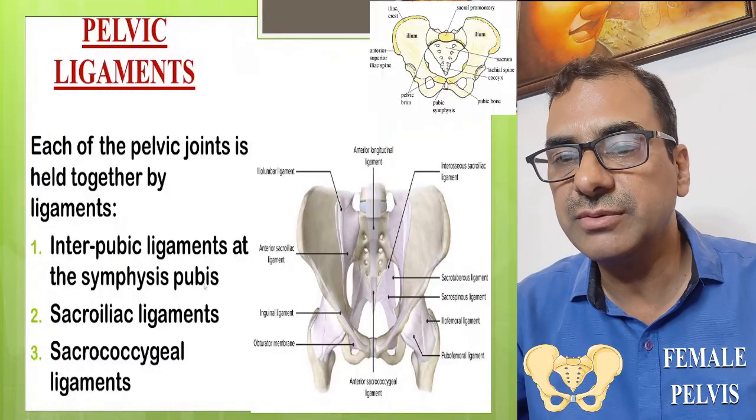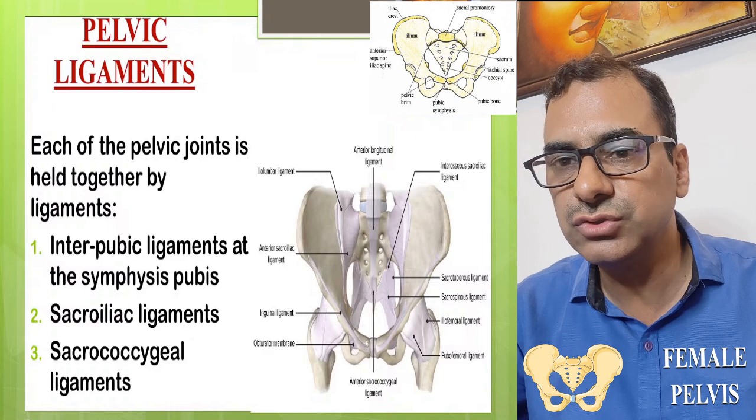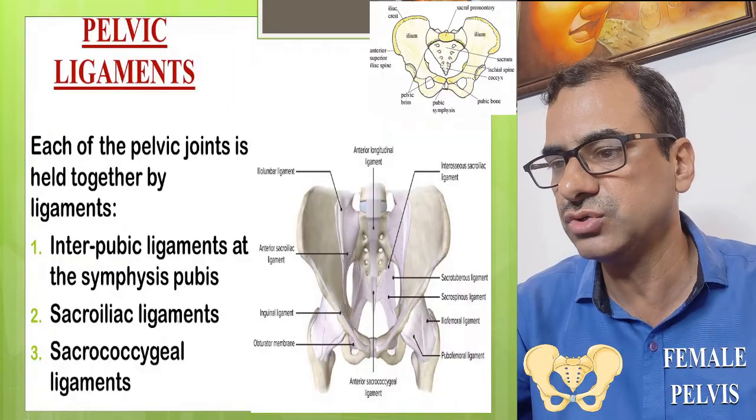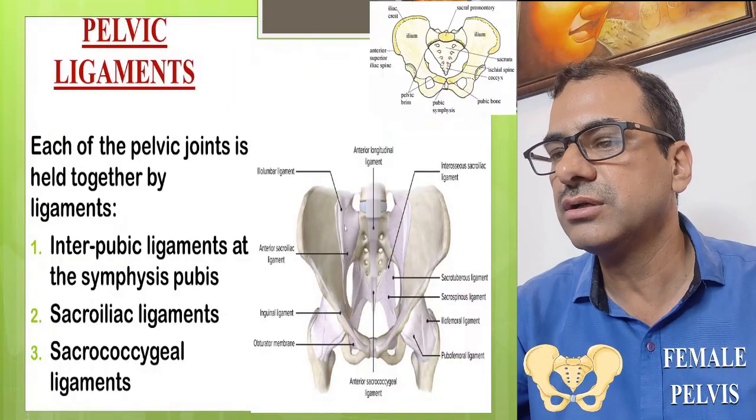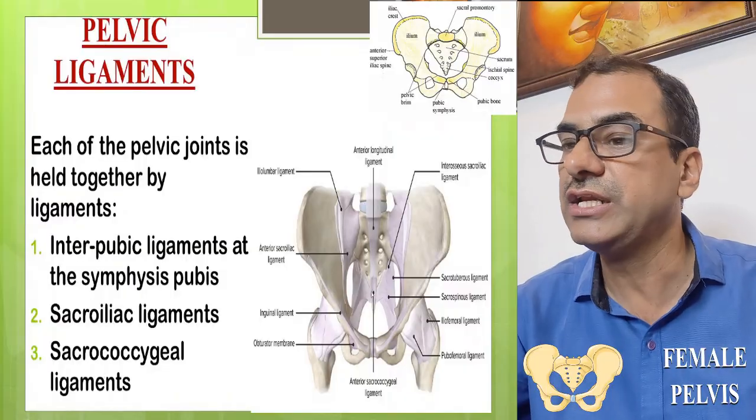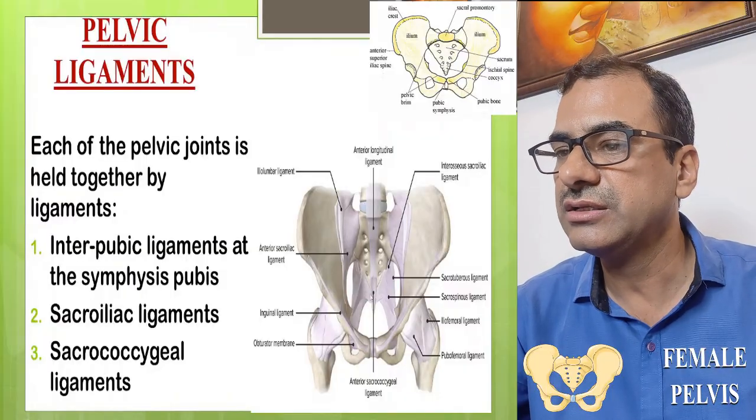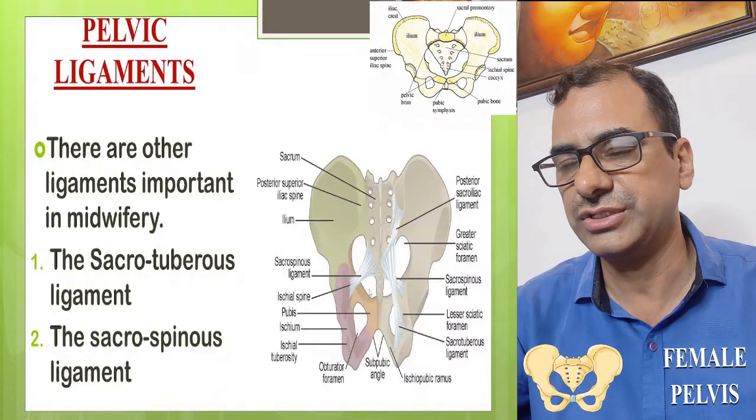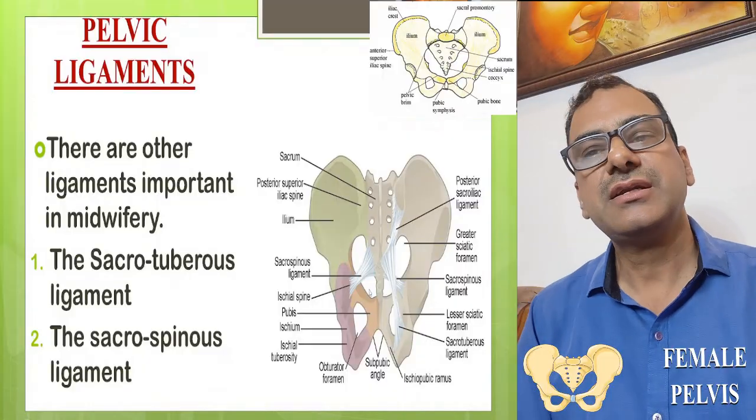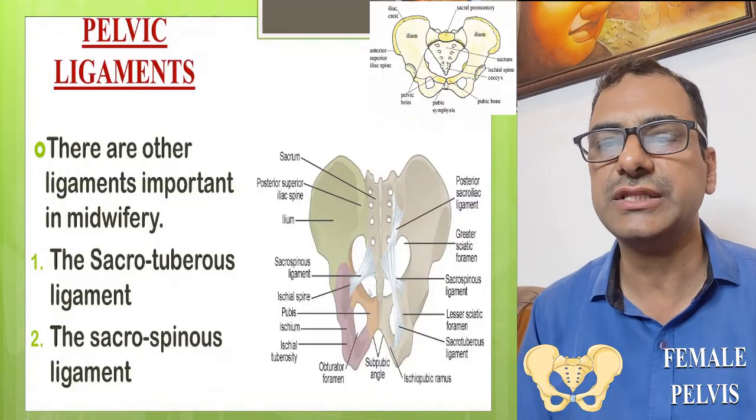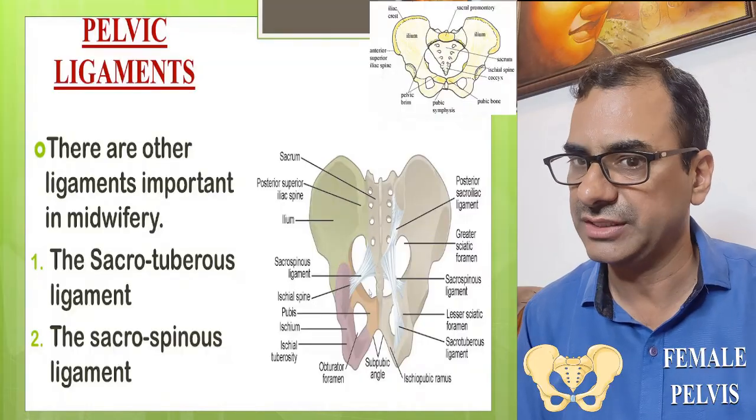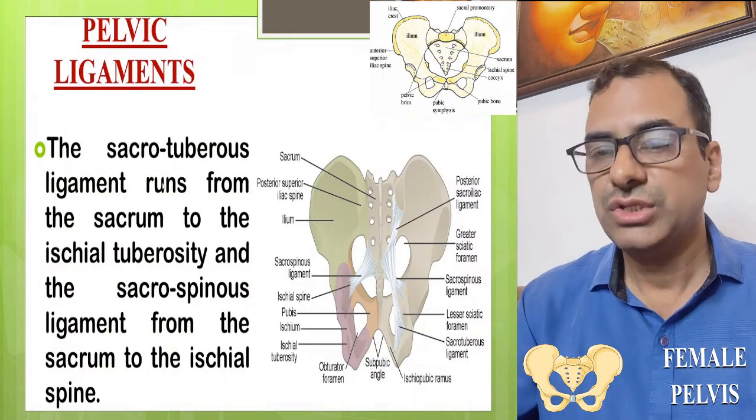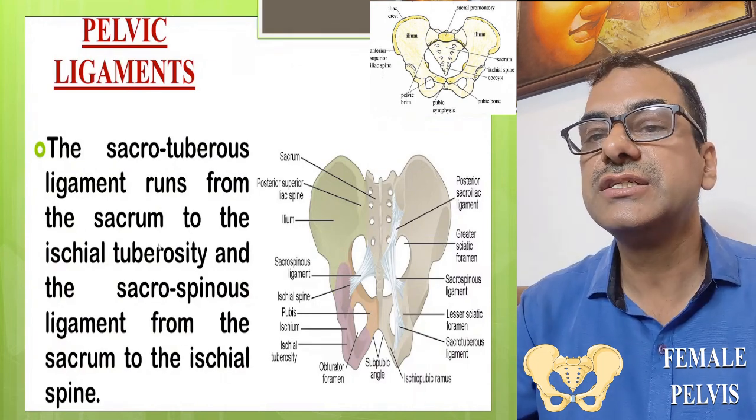So what are the ligaments in the pelvis? Interpubic ligaments at the symphysis pubis. This is the symphysis pubis joint, and there will be interpubic ligaments. Then sacroiliac ligaments at this joint, and sacrococcygeal ligaments at this joint. There are some other ligaments which are important in midwifery. These are the sacrotuberous ligament and the sacrospinous ligament. These are special ligaments. We will discuss them here.